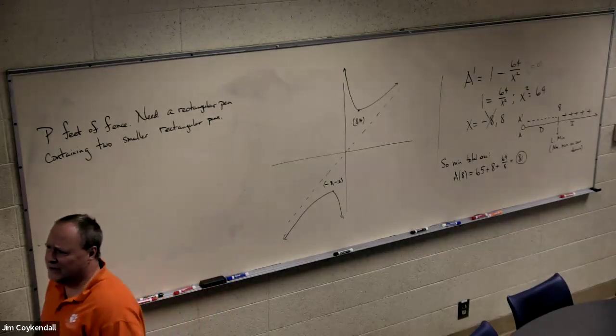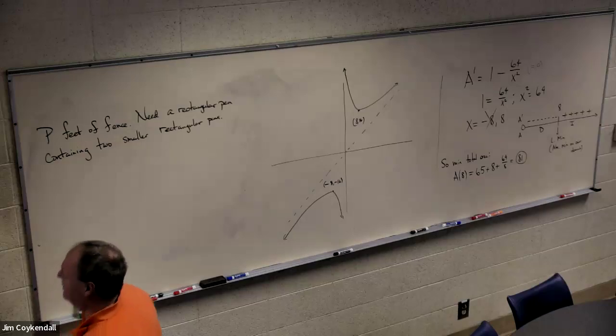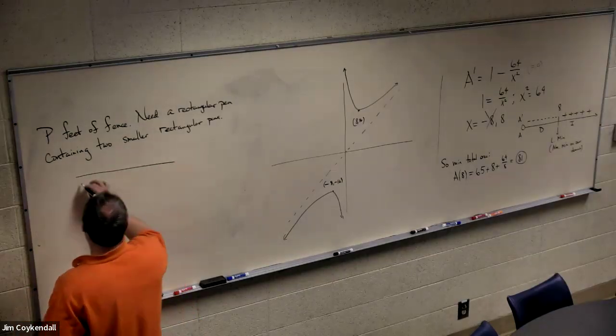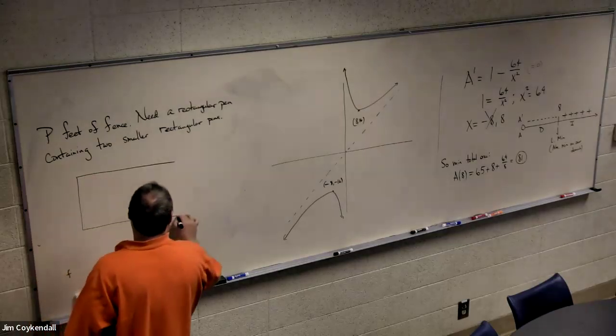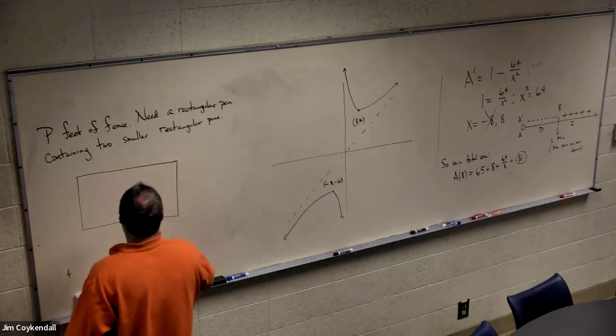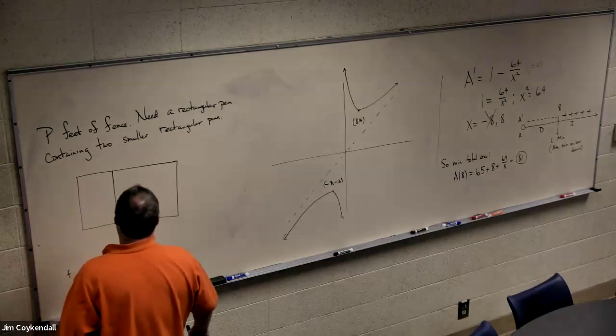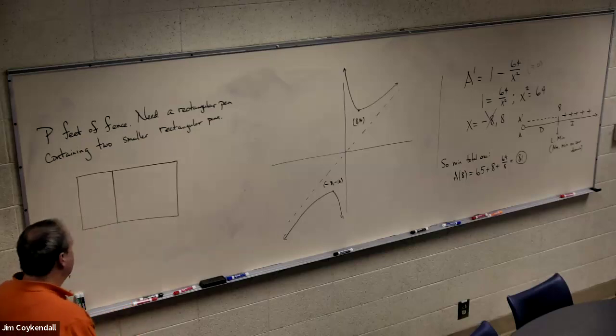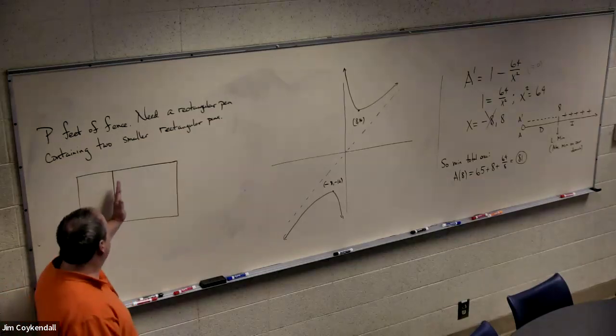And the question is, how does he do this to maximize the area? So let's see what he's got here. He's got to make this rectangular pen. He's got to make two smaller ones inside. I didn't really say equal size, but it doesn't matter.